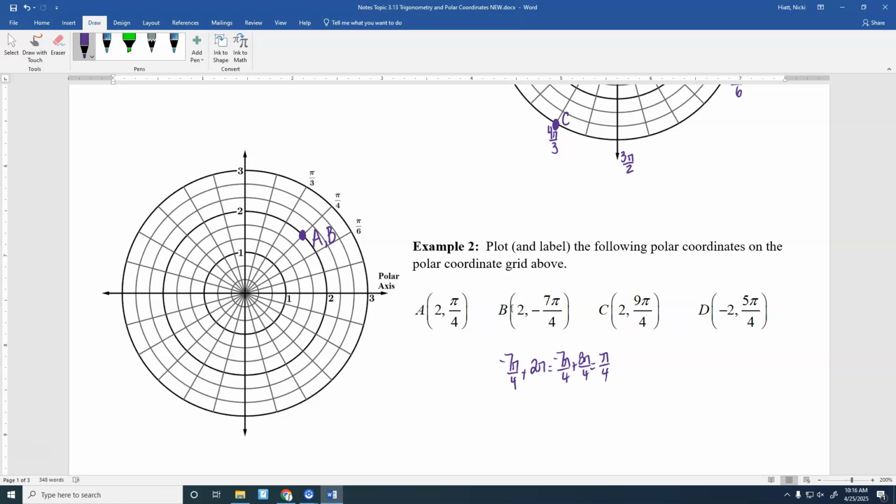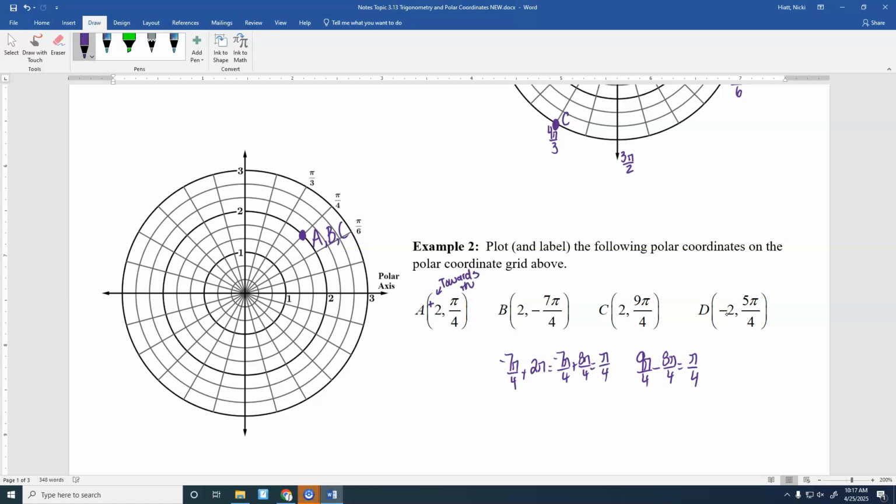Okay, what about 9 pi over 4? It's the same place, right? Because 9 pi over 4, if you subtract 2 pi, which is 8 pi over 4, you're going to get pi over 4. So it's also here. Let's think about D. I feel like it's going to be the same place because he's really starting a trend here, right? But it's a little bit different on this one because we haven't seen any yet that have a negative radius.